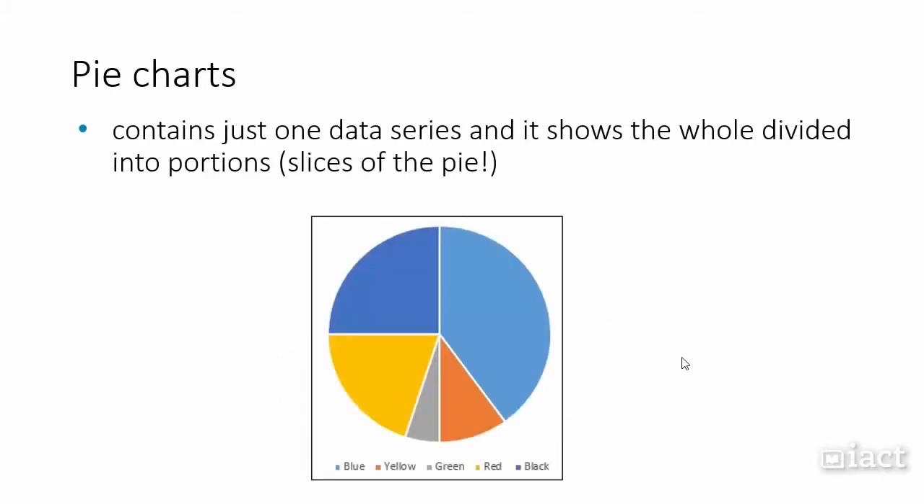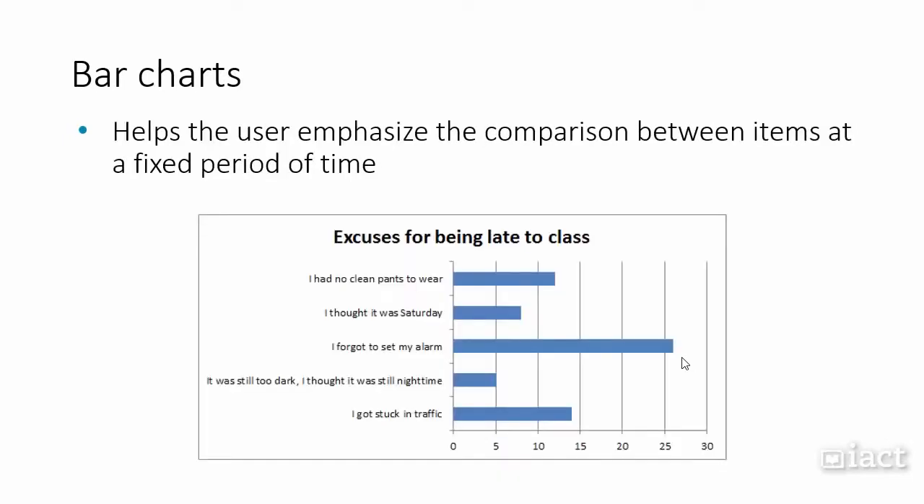The pie chart contains just one data series and it shows the whole divided into portions, as they call it, the slices of the pie. The bar chart then helps the user emphasize the comparison between items at a fixed period of time, often confused with the column chart, one working vertically, one working horizontally.